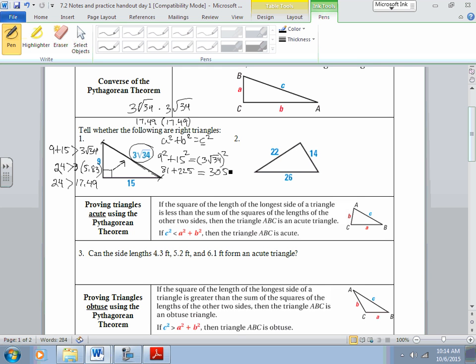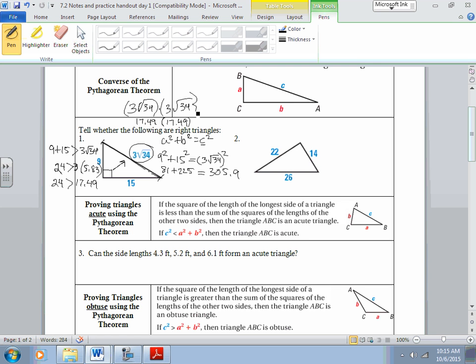305.9. Can everybody double check that? 17.49 times 17.49? Okay. So do you understand 3 square root of 34 times 3 square root of 34 is really 17.49 times 17.49? Okay, now do you understand where the 17.49 came from when I was doing it over here? Yeah? Okay.